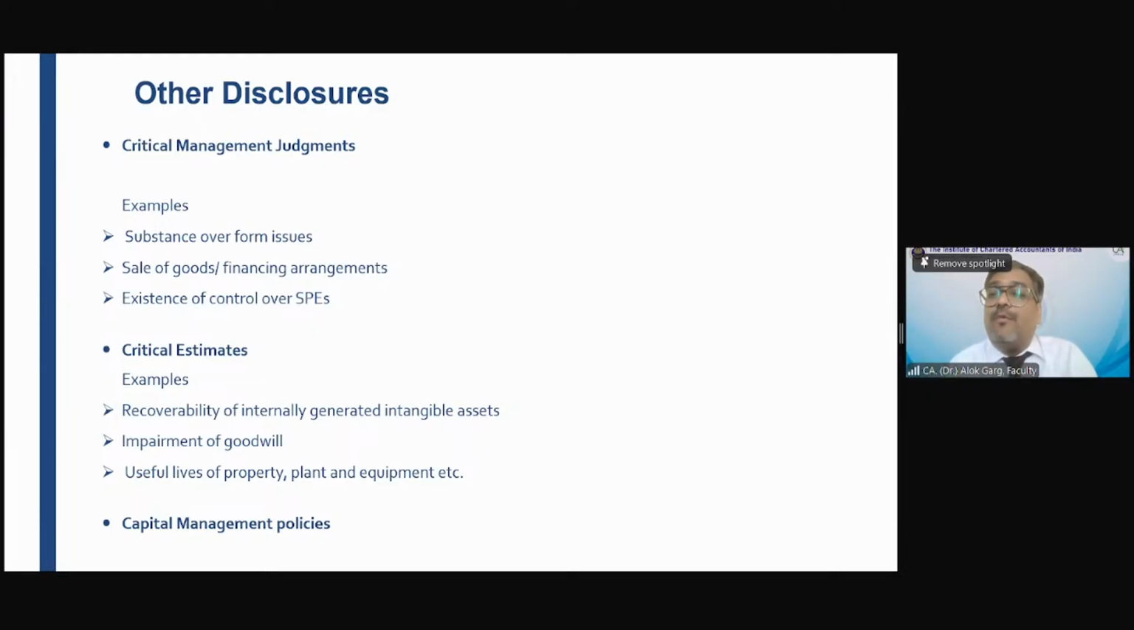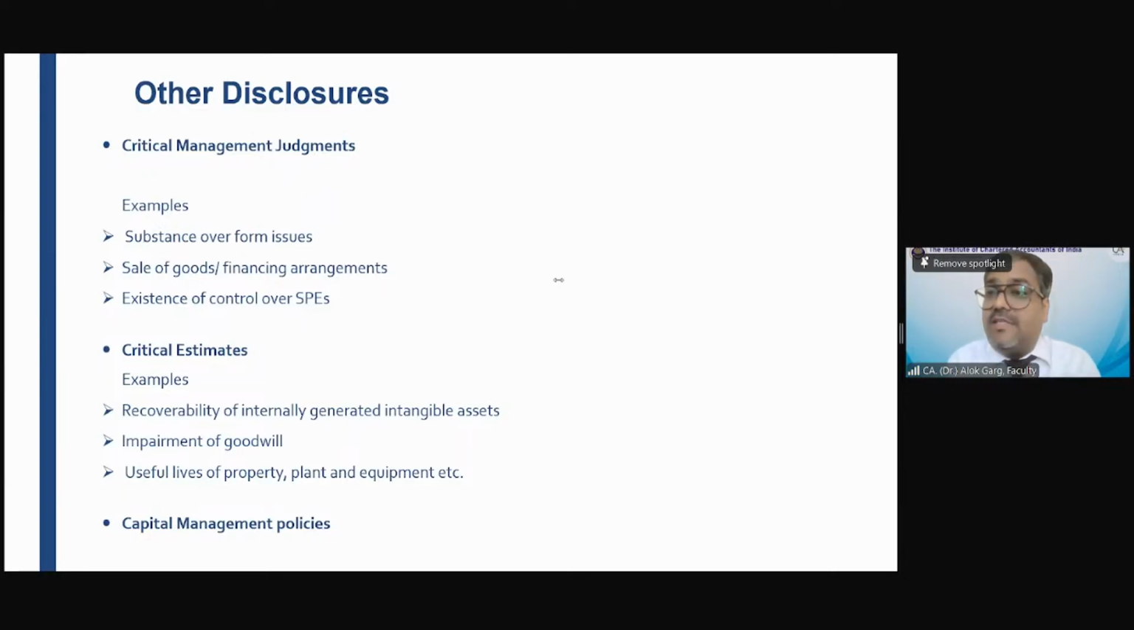Like your provision for employee benefits, gratuity, leave encashment. You are using a lot of estimates. So these are required to be disclosed. Your contingent liability, you are using a lot of estimates. You are required to disclose those estimates. Okay. So critical management judgment and estimates are required to be disclosed in the notes to accounts. Okay. In the notes to accounts, right?